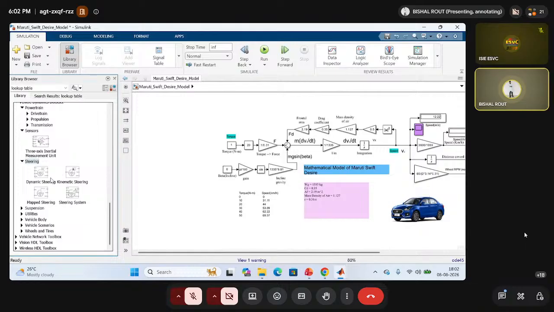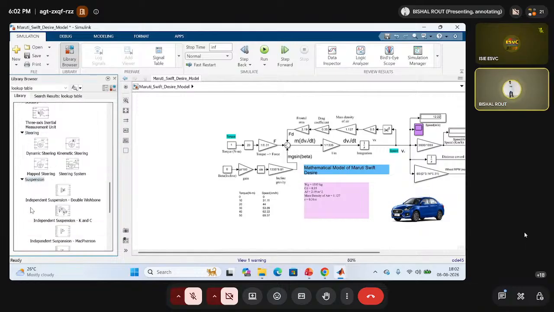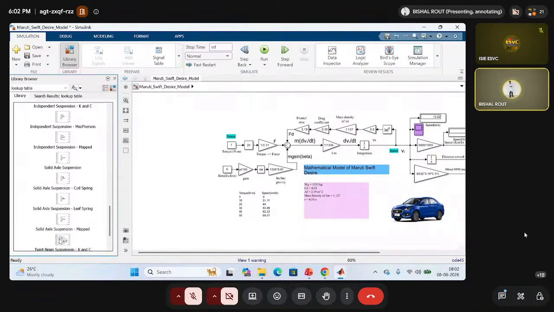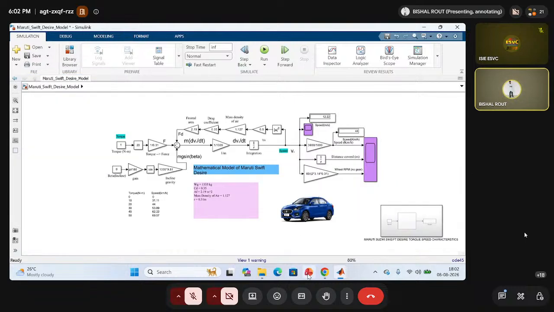You can even design a dynamic steering, kinematic steering, or map steering system. You can even design a suspension, and work on an independent double wishbone. If you are designing a suspension system and you want to see how your vehicle behaves under different forces from the load, you can take this particular suspension for that purpose. This is just one aspect which I explained. There are multiple aspects people are working on in vehicle dynamics and suspension, right?